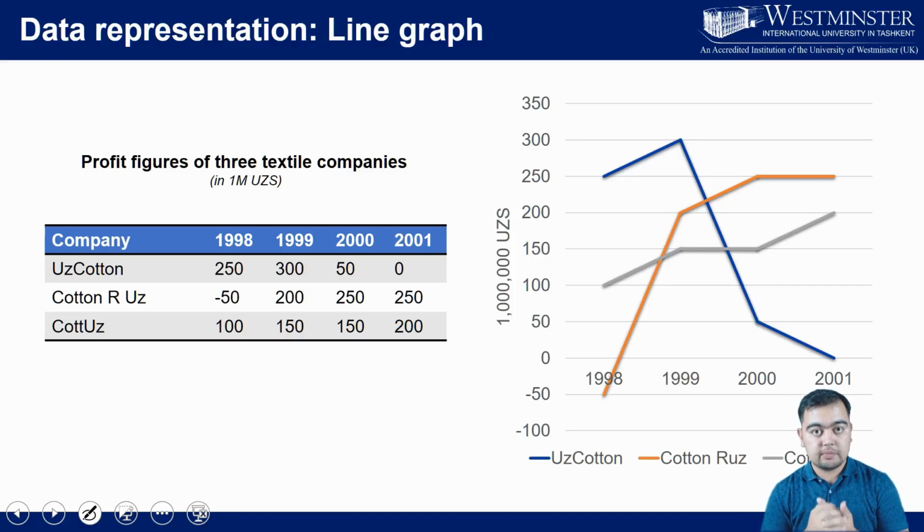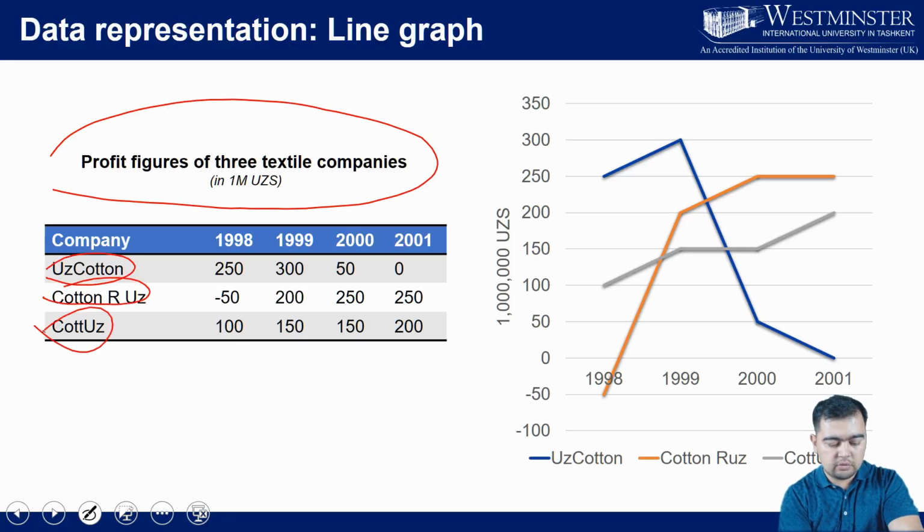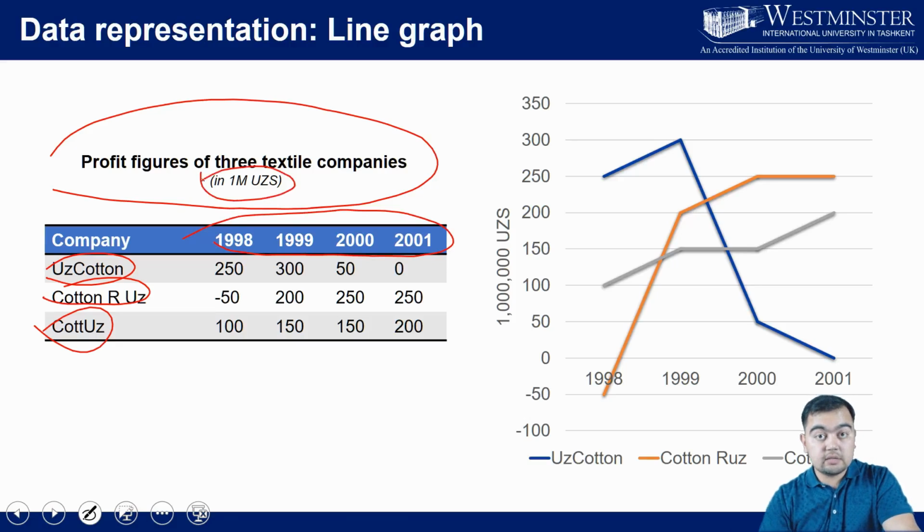Yes, and at the same time, now you know what the raw or aggregate data, or the primary or secondary data, looks like. Now, what we're going to do is look at other techniques or ways of representing data to the audience, right? As an example here, I've got the profit figures of three imaginary textile companies, UzCotton, CottonRUZ and COTUZ, over the time period from 1998 to 2001, yes? And again, the data set is given in million Uzbek soms, all right?